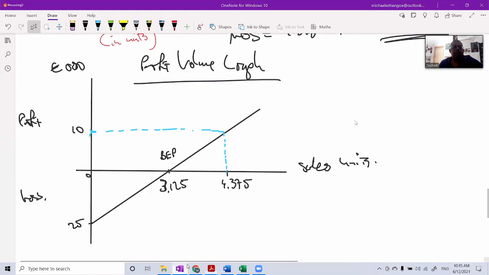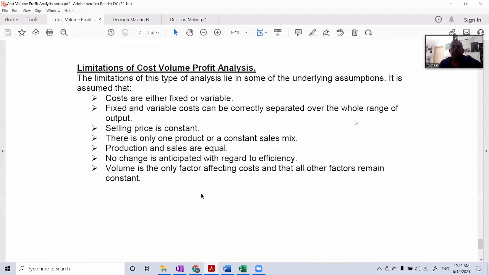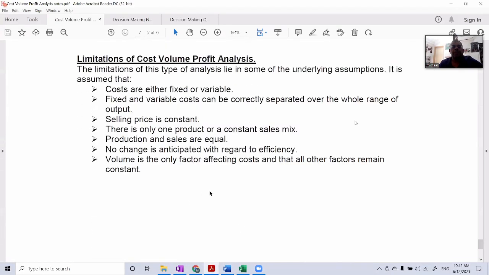Now, limitations of CVP analysis. Cost volume profit analysis is a useful analytical tool, but it isn't perfect. There's no such thing as a perfect analytical tool. All types of analytical models are based on assumptions, so your analysis is only as accurate as the assumptions you make. The limitations of this type of analysis lie in some of the underlying assumptions.